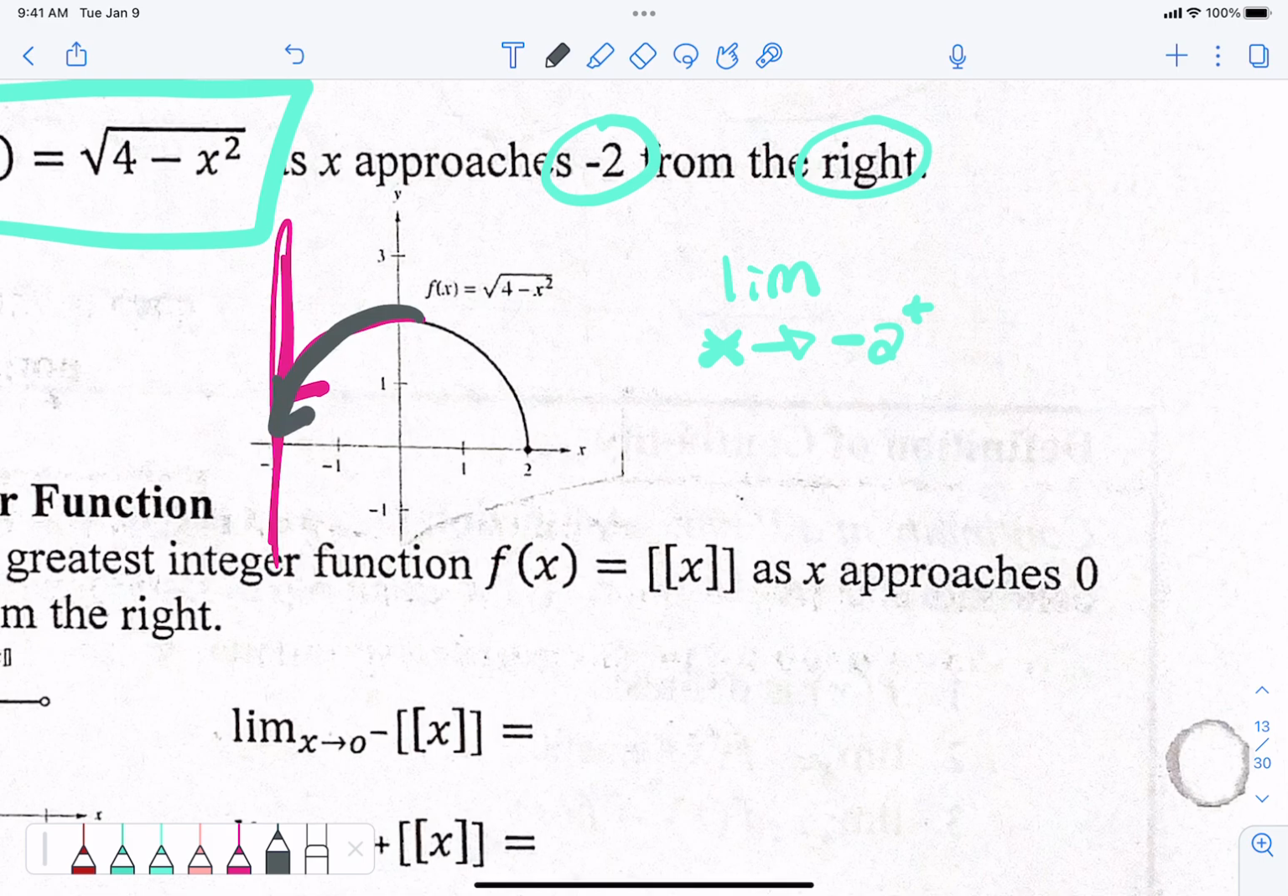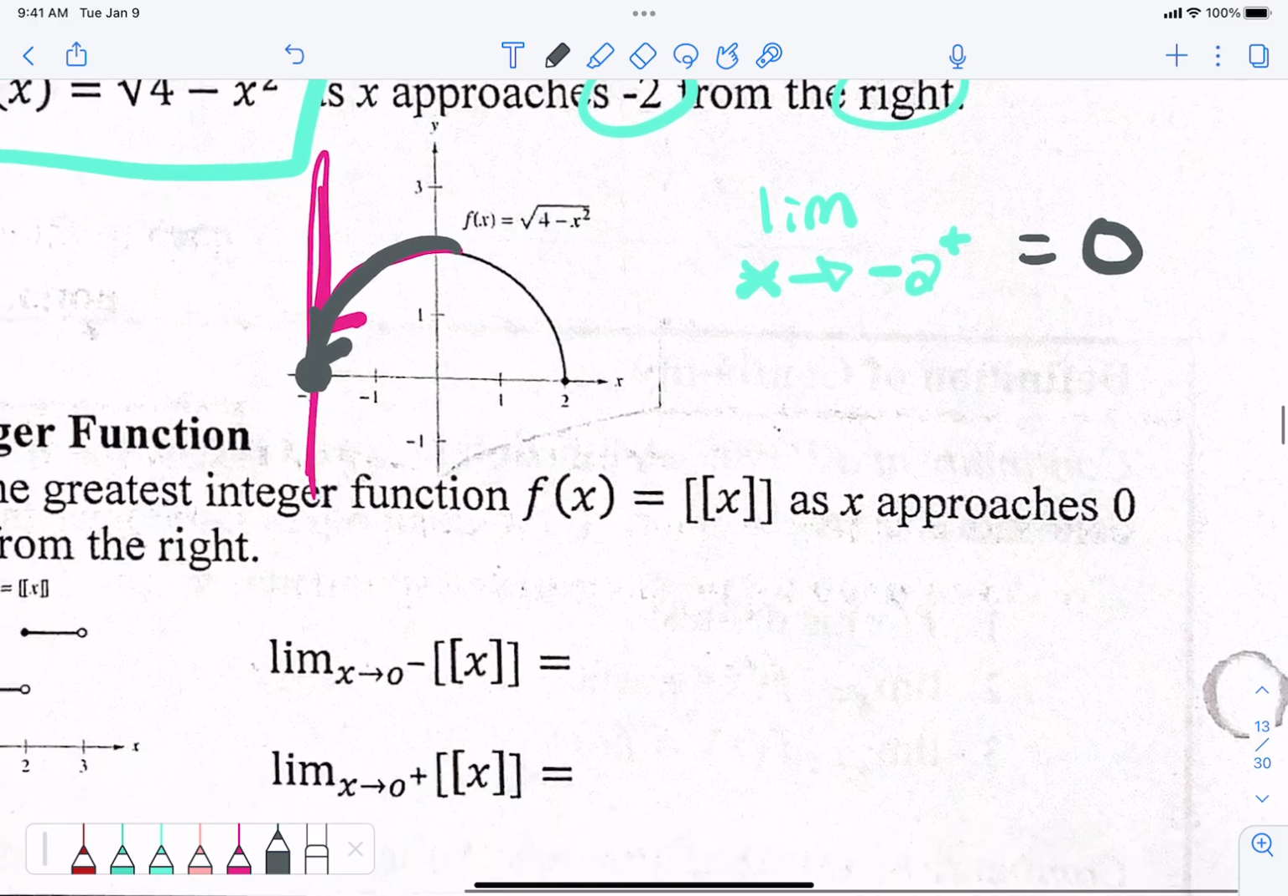What would the y coordinate be as it comes into negative 2 on the right side? 0. You see that? This y coordinate right here is 0. Do you see why we're only looking at the right side of it? There isn't anything on the left of negative 2. Okay, now let's go down to this one.